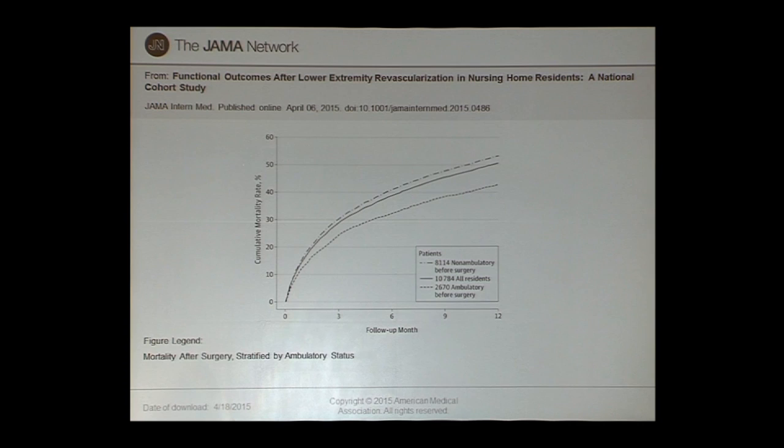Here we see that the non-ambulatory patients that had lower extremity revascularization, regardless of what the revascularization was, 50% were dead in 1 year. So how do we work with this? We have competing risk of death and amputation. We have a very comorbid population.